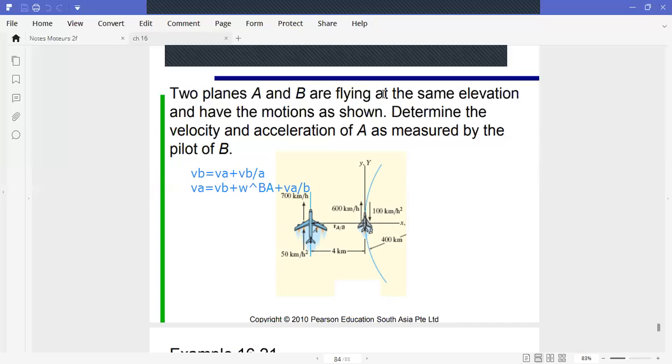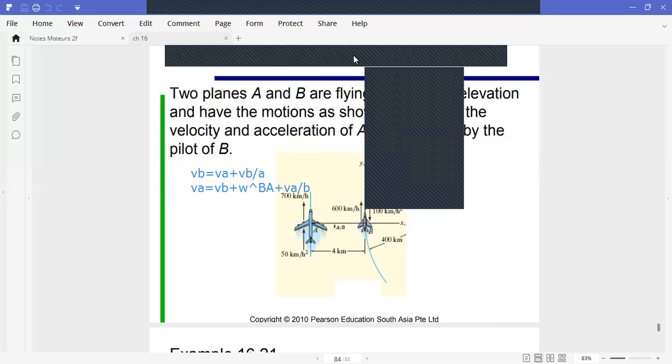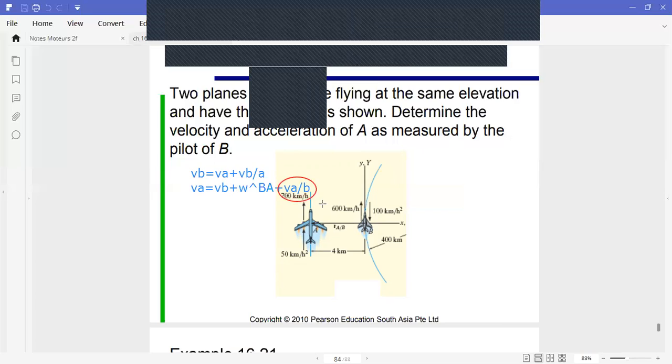So now, to find the velocity of A relative to B, all I have to say is VA equals VB plus omega vectorial BA plus the relative velocity. This is what I want to find. This is the question. I want to find this component, VA relative to B, okay?